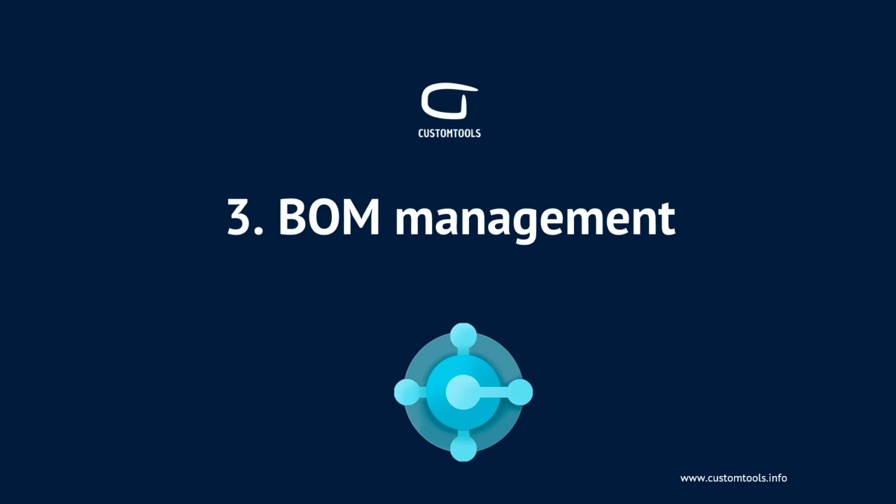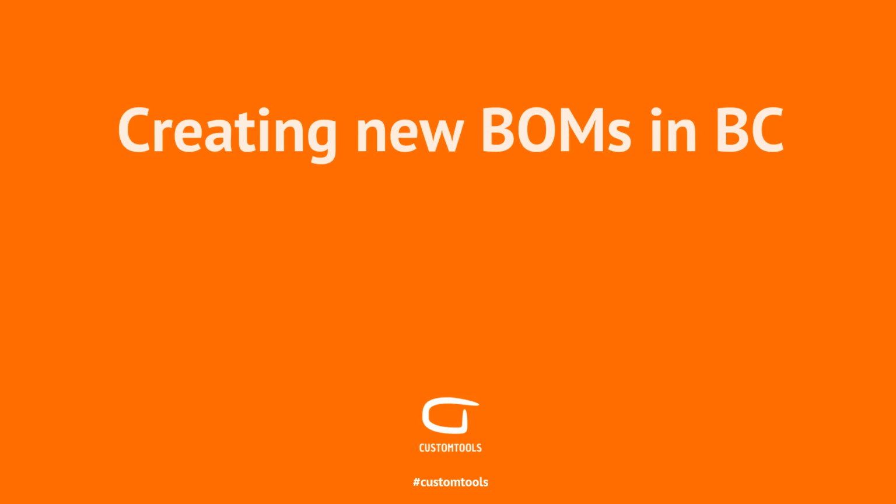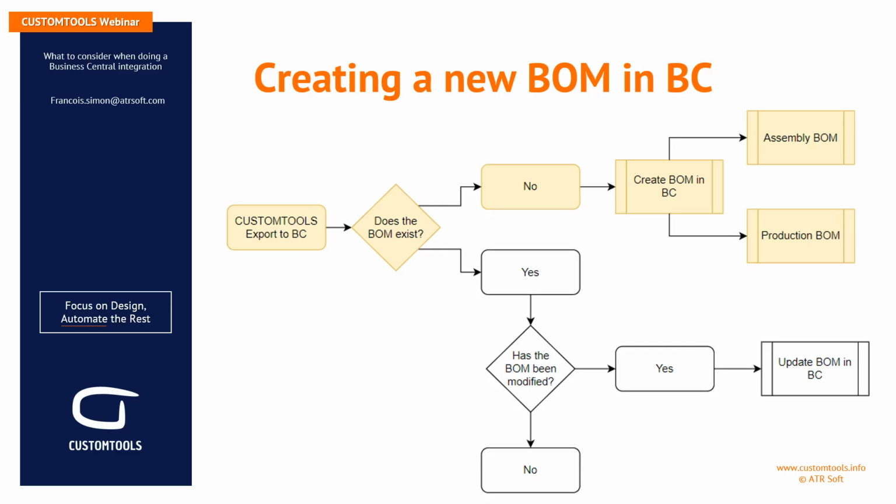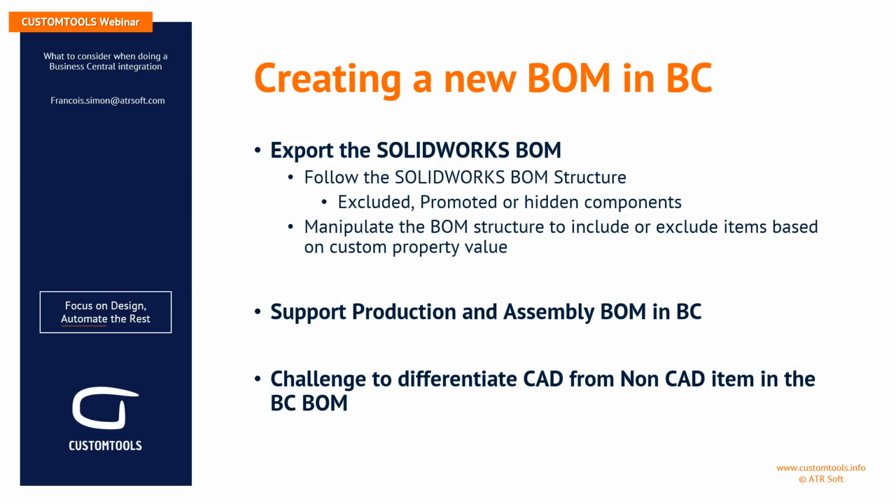Now that we have checked the item, it takes us to the next chapter, engineering BOM in SOLIDWORKS and bill of material in Business Central. Let's get started with the bill of material creation in Business Central. So let's review the process. Basically, during an export, we check if the bill of material exists or not. If it does not, then we can create the assembly or the production BOM. We can also create the assembly BOM and production BOM at the same time during the same export.